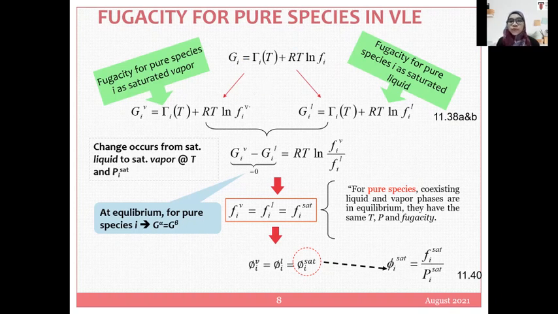Okay, if the system has two phases, for example vapor and liquid, we can denote the phases with a symbol on the fugacity, and then comparing the liquid and vapor phases gives us 0 for the change in Gibbs energy, and we can have this expression. By solving, finally the fugacity of the vapor equals the fugacity of the liquid, and also the saturation. Or also the fugacity coefficient for the vapor equals the fugacity coefficient for the liquid, which we call the saturation fugacity coefficient, equal to the fugacity at saturation over the pressure at saturation. Okay, for a pure species, coexisting liquid and vapor phases are in equilibrium. They have the same temperature, pressure, and fugacity.